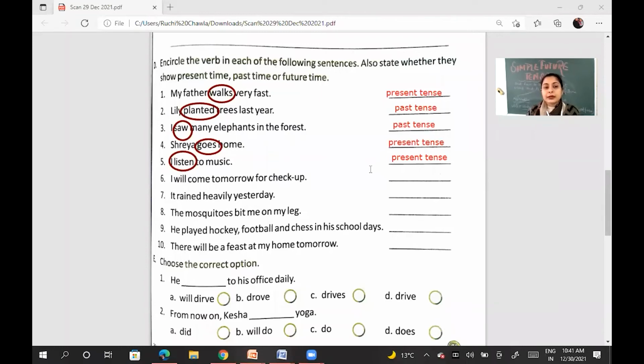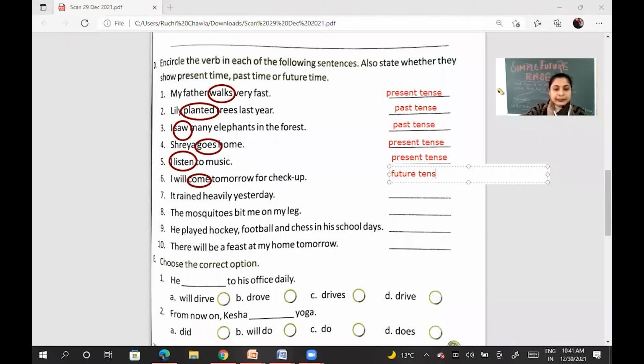Now, sentence number 6. I will come tomorrow for checkup. Very easy because here the action word or the verb you can say is come. And what is added before come? Will. And we use will in simple future tense. Right? Okay. So now this sentence is in future tense.